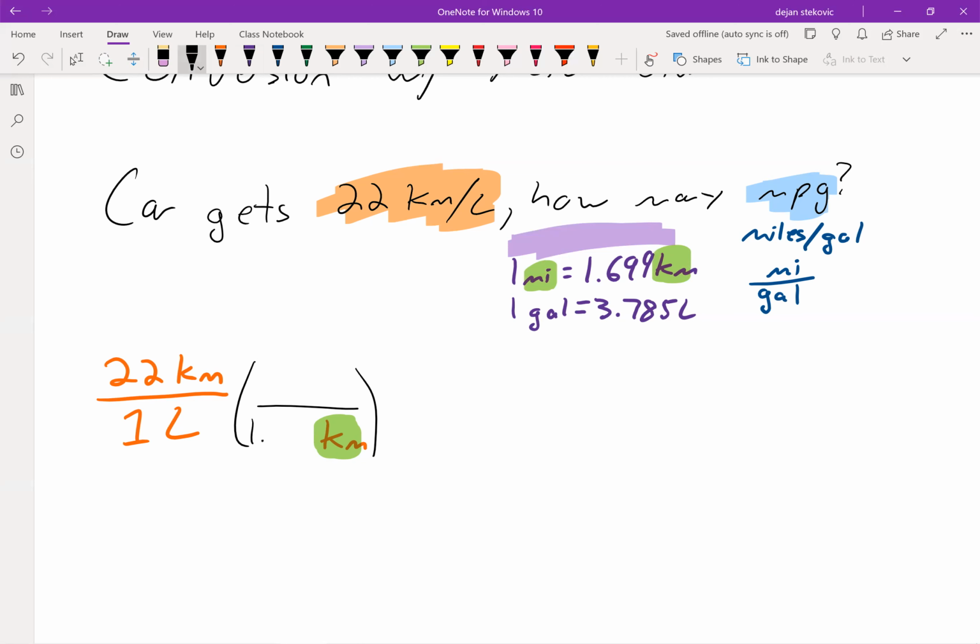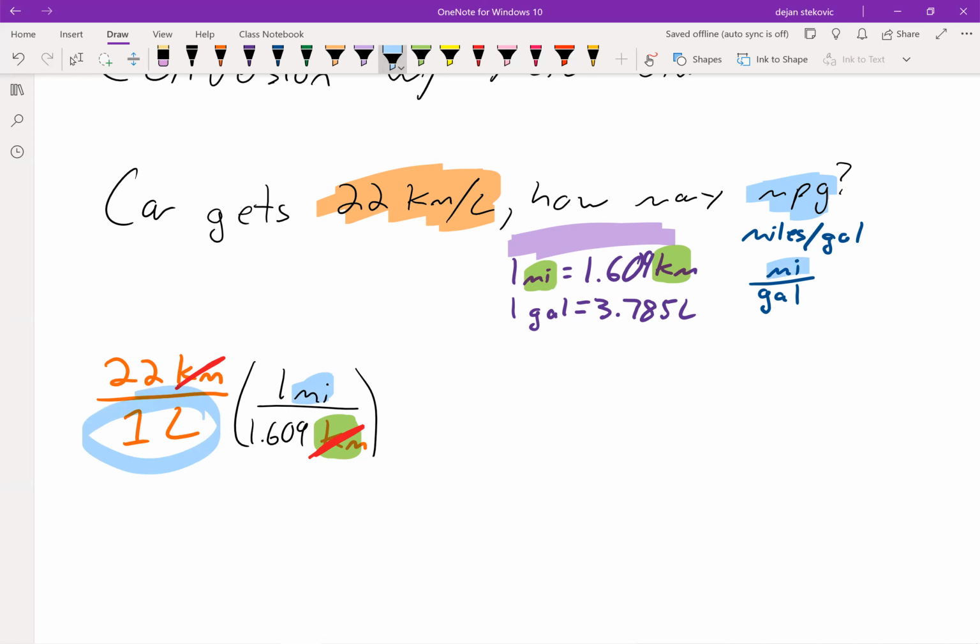With the km, it goes 1.609. Oh, whoops, my bad, that's 609. Copied that from my notes incorrectly. And then on the top just goes 1 mile, right? And so then we cancel those units out. Right, the km cancels out with the km, and now in my numerator I have miles, which is exactly what I want. So I am done with my numerator.